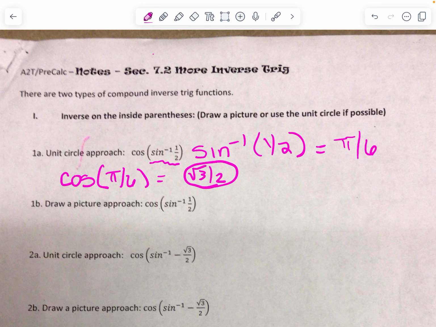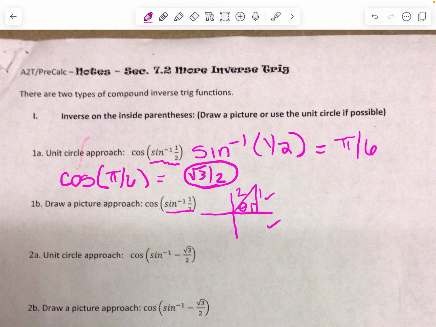However, you can do it using a diagram and drawing a triangle like we've done in the past. So same thing. First thing we're going to do is the inner parentheses first. So the way I can do that is I can say, okay, what two quadrants is sine inverse defined in? And that's quadrant 1 and quadrant 4. But this inner parentheses is telling me that the sine is positive 1/2, so therefore my angle must be in quadrant 1. So I draw a triangle in quadrant 1.